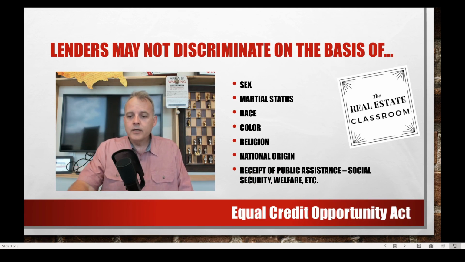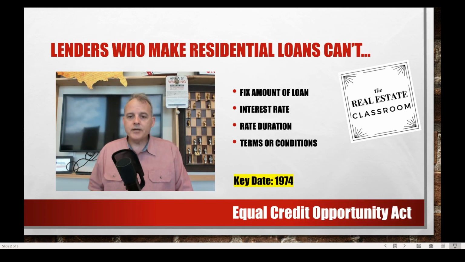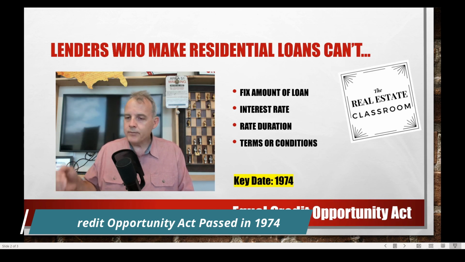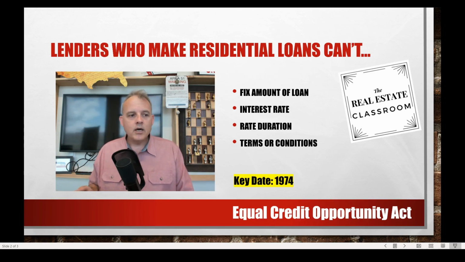One final thing. Notice on the bottom of your screen, it has a key date of 1974. One of the things that the real estate licensing exam loves to ask about is when particular laws were passed into existence. And in this case, you need to know that the Equal Credit Opportunity Act was passed in 1974, because there's a high probability that actual question is going to be on your exam.